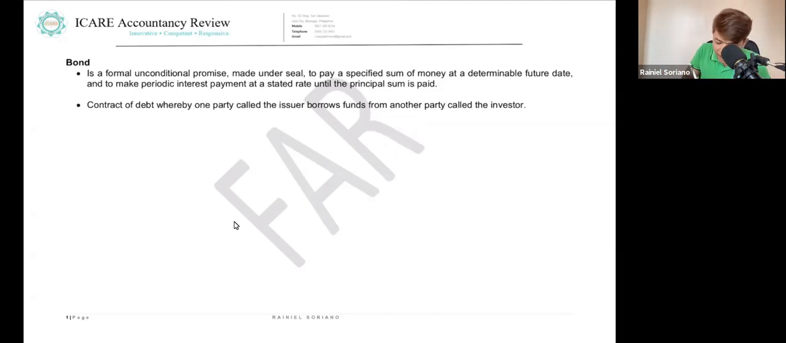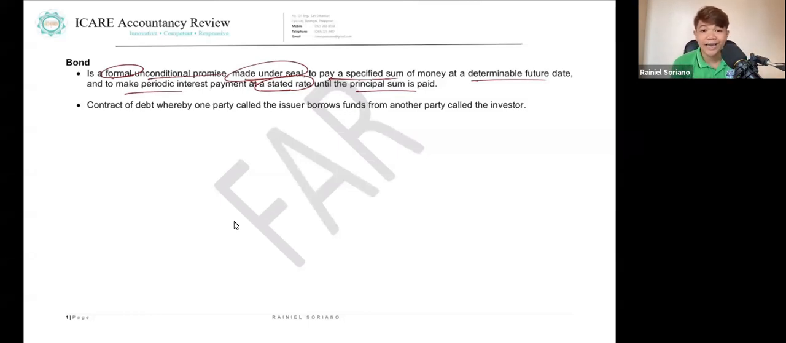A bond is actually a formal unconditional promise made under seal to pay a specified sum of money at a determinable future date and to make periodic interest payments at the stated rate until the principal sum is paid. In short, a bond is actually an investment. All right. So this is an investment from the point of view of the investor.